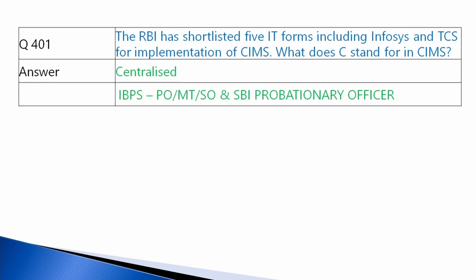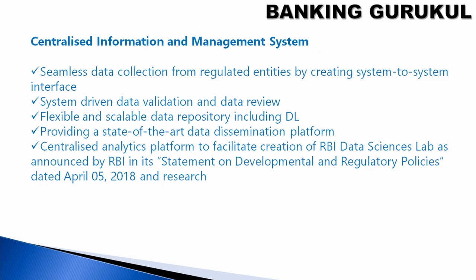The question is, the RBI has shortlisted 5 IT firms including Infosys and TCS for implementation of CIMS. What does C stand for in CIMS? So C stands for Centralized. So what is CIMS? CIMS is Centralized Information and Management System.